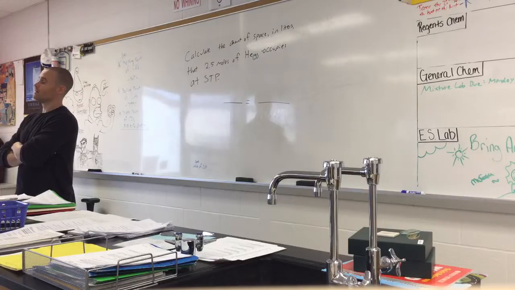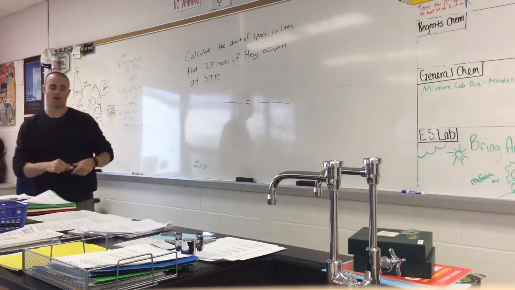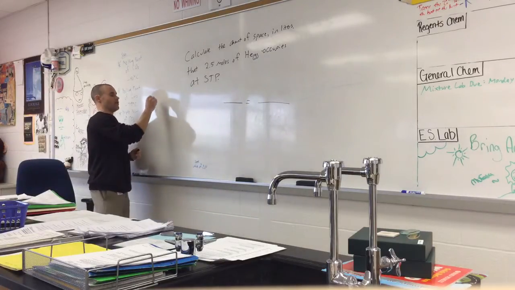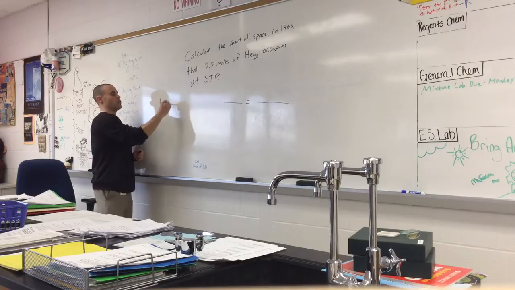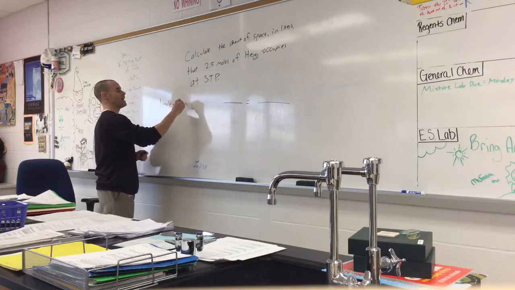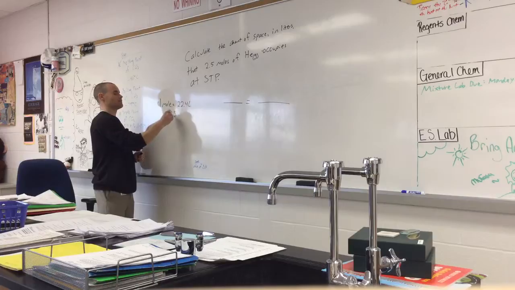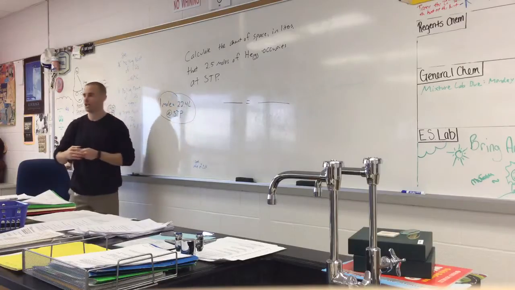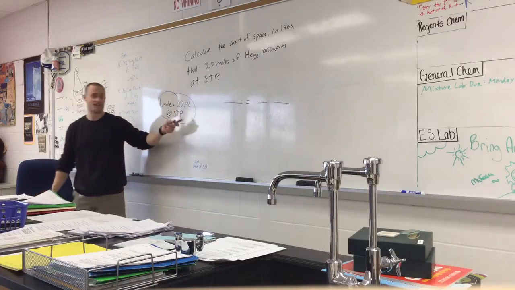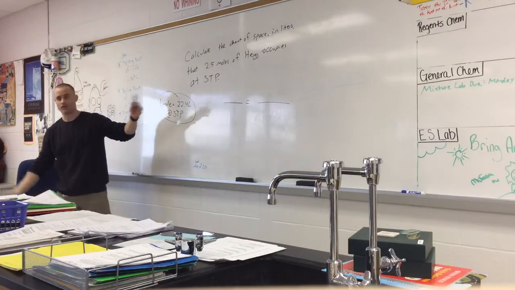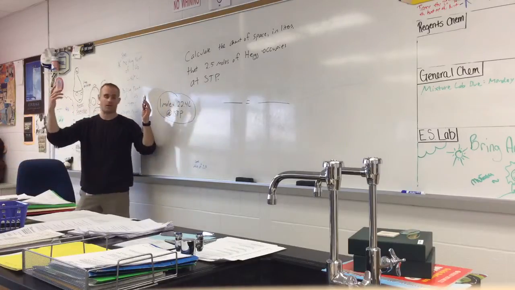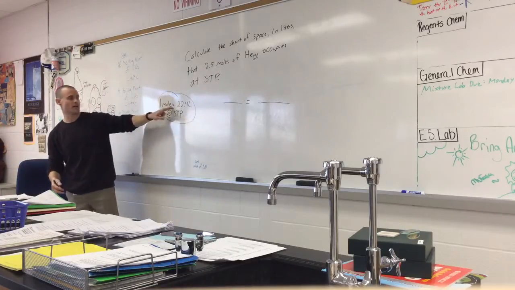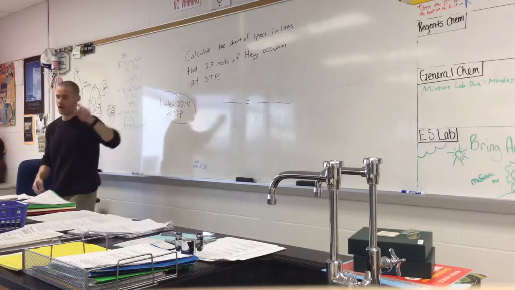22.4 liters. Part of Avogadro's theory was this: 1 mole of any gas at STP occupies 22.4 liters of space. That's a constant. That doesn't change. And it doesn't matter what gas. Nitrogen, oxygen, helium, argon, carbon dioxide, doesn't matter. So that's a constant. You should now be able to answer it.